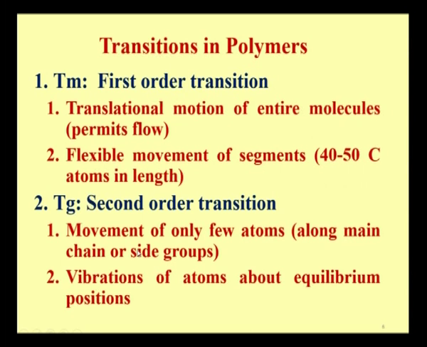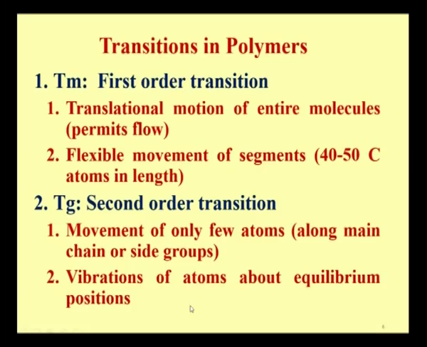Whereas, the polymers are also characterized by the second order transition represented by the Tg value, wherein you have two other types of movements. The first one is a movement of very few atoms along the main chain or the side groups. It could be 4 to 10 atoms or so, which gives the polymer a little bit of flexibility, but at the same time it doesn't flow entirely. Such a type of short flexibility paves the way for this glass transition temperature, or a second order transition, to happen in the polymer sample.